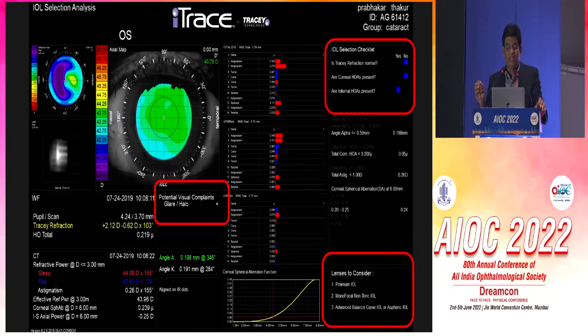It also gives us an IOL selection analysis. If you really don't want to remember too many figures, it just gives us this little box here. And you can see in this box, is the Tracey refraction normal? Yes or no? Are the corneal higher order aberrations present? No. And internal higher order aberrations present? Yes. This is because of cataract. And if the cornea is not abnormal, it recommends that you can go in for a premium intraocular lens in this patient.